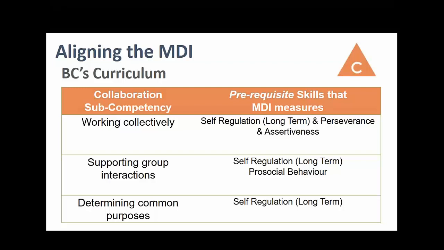Again, this is a new alignment that we've been exploring. In the communication competency, there's a collaboration sub-competency: working collaboratively, supporting group interactions, and determining common purposes. These are the areas that align with, not that the MDI measures these areas, but it measures skills that are prerequisites for actually meeting some of these sub-competencies. So for working collaboratively, children would want to be scoring higher on self-regulation, long-term perseverance and assertiveness, whereas supporting group interactions would be more about self-regulation, long-term perseverance, and pro-social behavior.